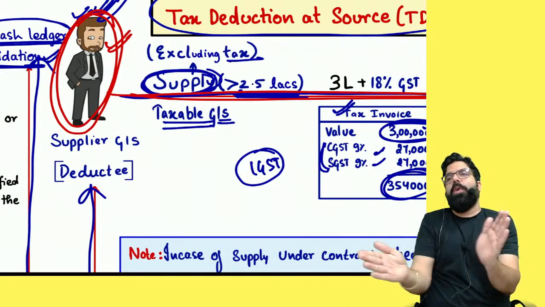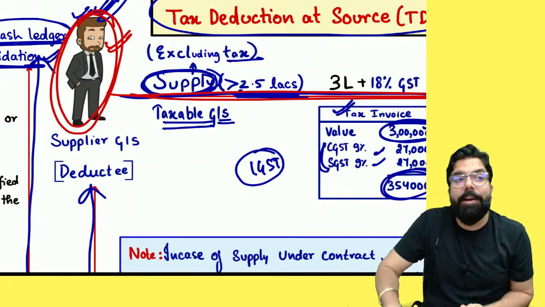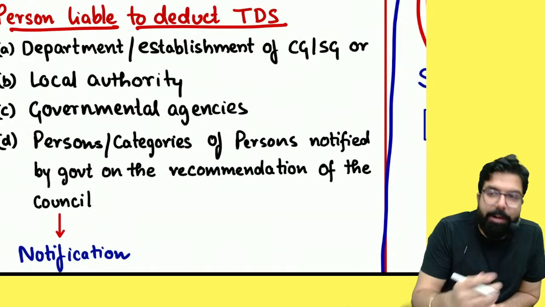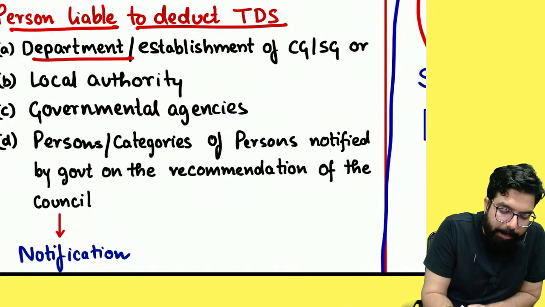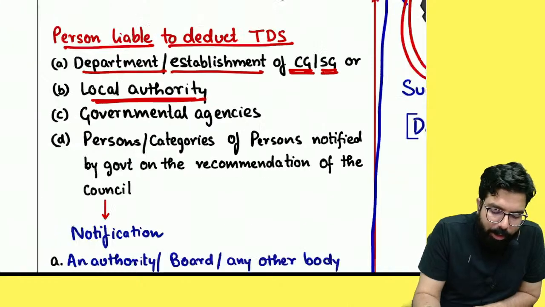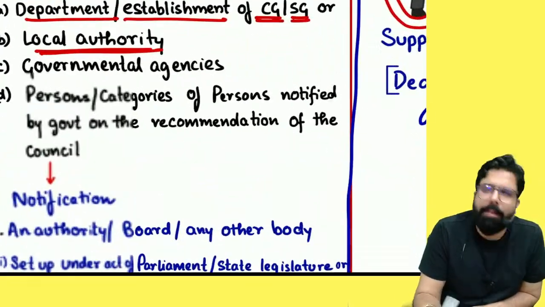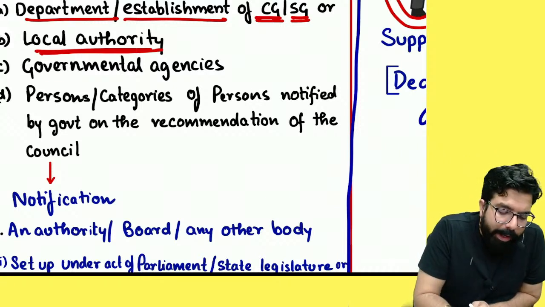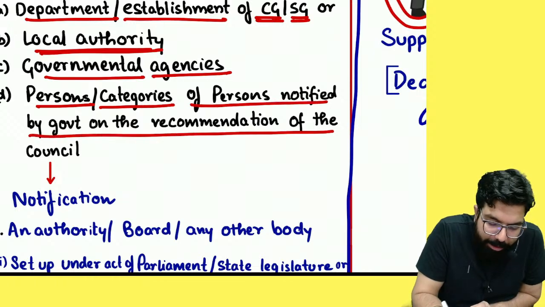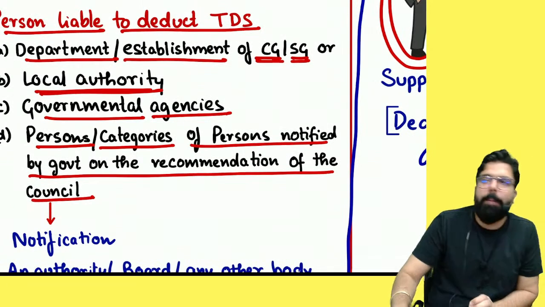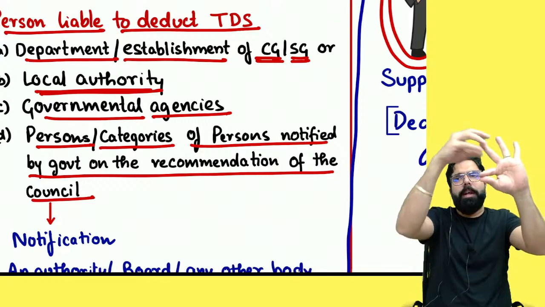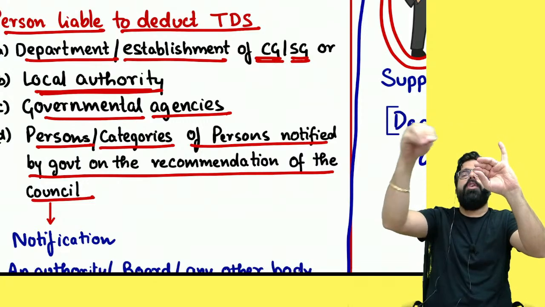My question to you guys, first of all, who are the people who are required to deduct TDS? Government department. They have told over here. See, who are the persons who are liable to deduct TDS? Number one, if you are a department or establishment of whom? Central government or state government. You are a local authority. Local authority means what, everyone? Panchayat, municipality, etc. If you are any governmental agency, or you are a person or category of person notified by the government on recommendation of the council. There are 4 people. People, can you tell me who are the people required to deduct TDS? Department of central government, state government, then local authority, then governmental agency, then person notified by the government.